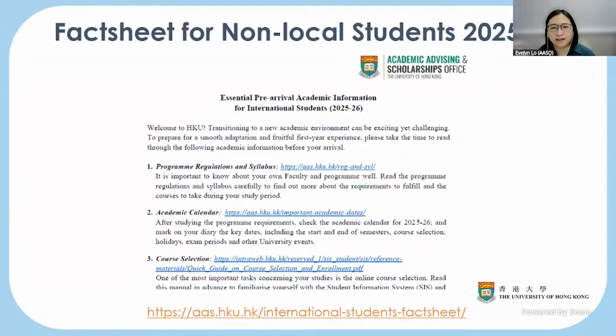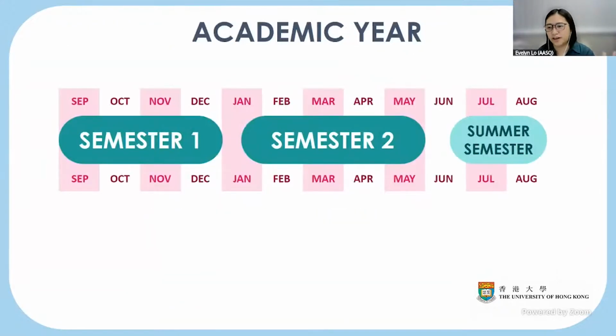Okay, and so the very, very basic stuff. The academic year. In HKU, there are 2 semesters, so semester 1 and semester 2. And there's also the summer semester, which is optional. So semester 1 starts in September and ends in December, and semester 2 starts in mid-January and ends in May.